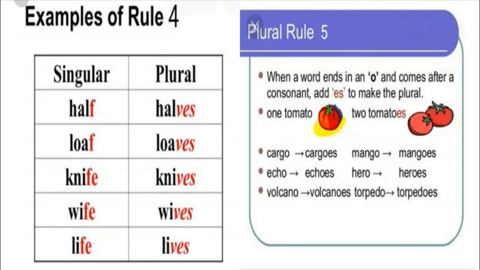Now remember that for words that end in O, if the letter before O is a consonant, then we have to add ES to change it into plural. For example, tomato, tomatoes. Cargo, cargoes. Echo, echoes. Volcano, volcanoes. Mango, mangoes. Hero, heroes. Torpedo, torpedoes.